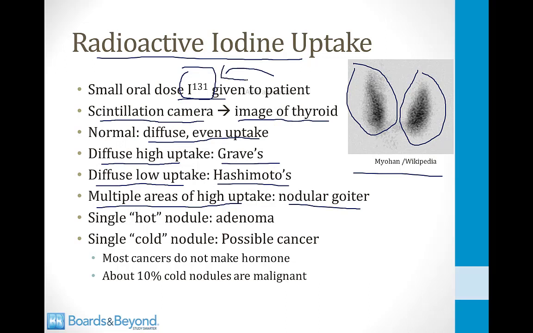Now in patients who have a nodule, the nodule can either be hot, meaning it takes up lots of the iodine-131, or it can be cold, meaning it does not take up any of the iodine-131. A single hot nodule is what you often see in patients who have benign adenomas. These adenomas often take up the iodine and synthesize thyroid hormone. If you see a single cold nodule, this suggests that the patient may have a cancer. Most cancers do not make hormone, and about 10% of cold nodules are malignant. So you can imagine that if someone presents with a thyroid nodule, you could do a radioactive iodine uptake test, and if you found that the nodule was cold, you then might want to go and biopsy it because there's a chance it could be malignant.